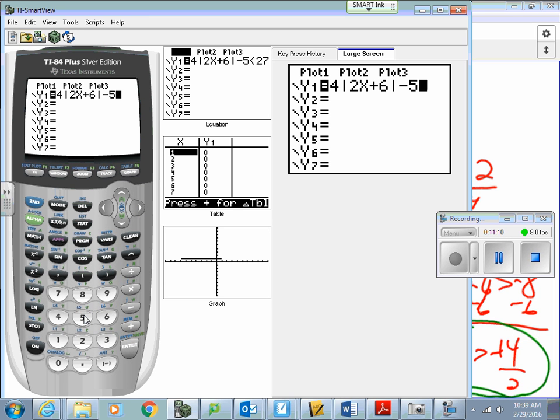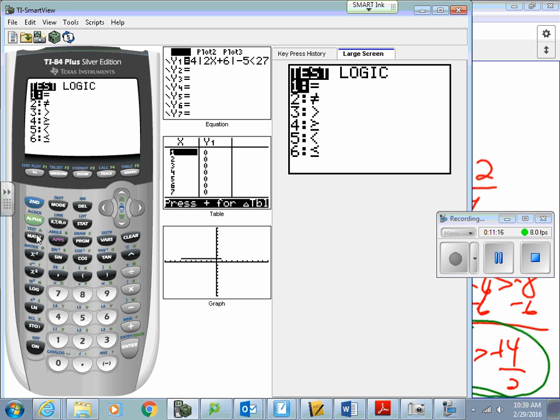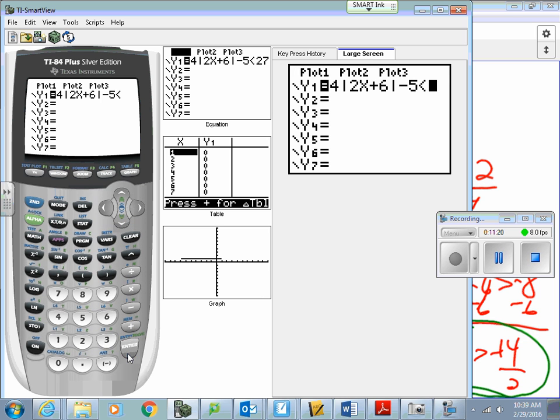You want to test it. So if you see under this green alpha button, there's in blue it says test. I'm in second math. I'm going to go down. We have less than. And here, hit enter. Then we'll put 27.